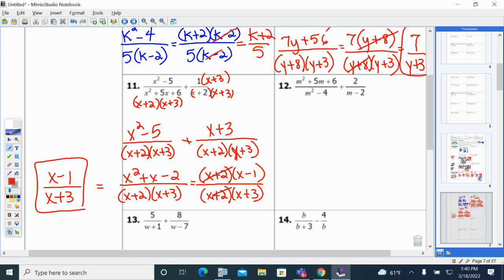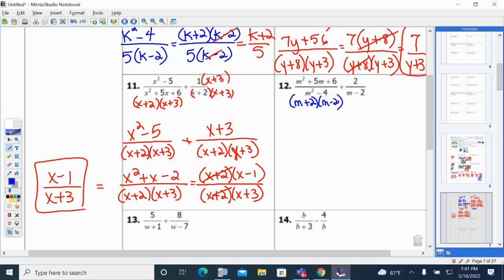Let's do number 12. So number 12, m squared plus 5m plus 6 divided by m squared minus 4, plus 2 over m minus 2. Again, common denominator comes first, so I only care about the denominator. A lot of students will try to factor that left numerator, but you don't do that. The numerators don't matter in this first step. Only the denominators. I need a common one. So I'm going to factor the m squared minus 4 into m plus 2 and m minus 2.